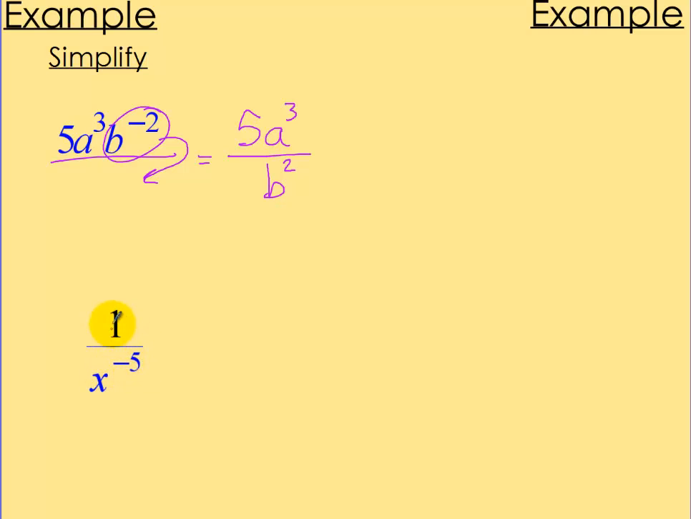Now this bottom one here, so it's 1 over x to the negative 5. We don't like keeping negative exponents, but you flip it to the top and it becomes positive 5. So it becomes x to the positive 5 over 1, which is just x to the 5th power. And let's see, that's it.